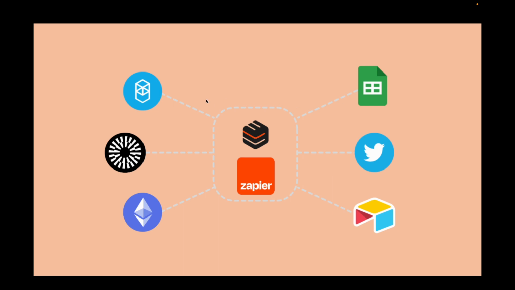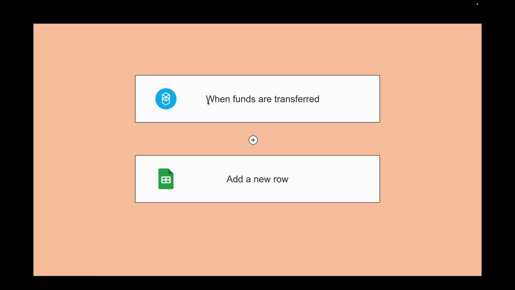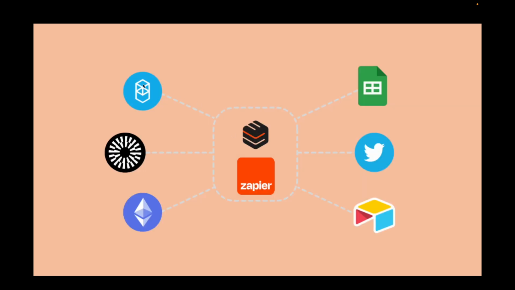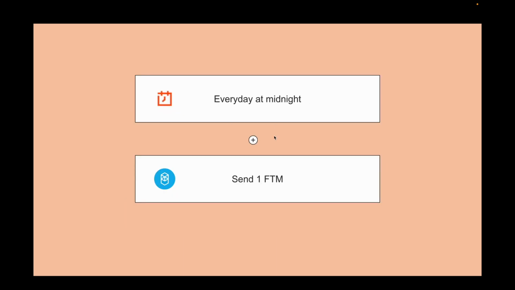So for example, you can create automation tools that say, when funds are transferred, add a new row. So this goes from left to right. This can also go from right to left. For example, every day at midnight, send one FTM token.